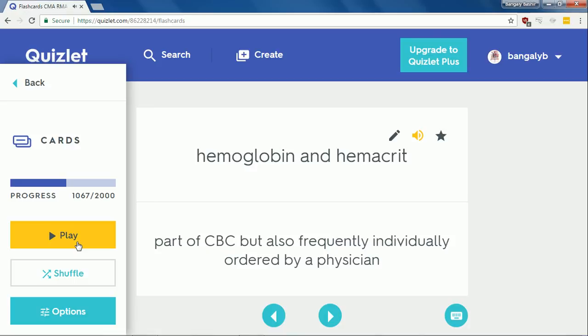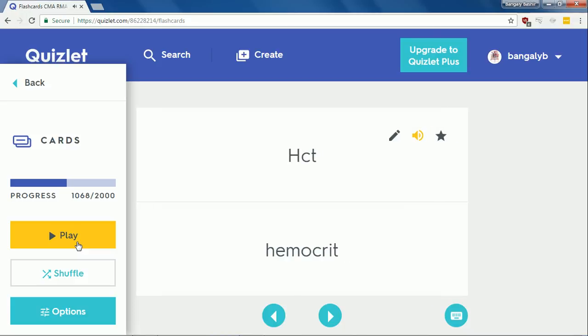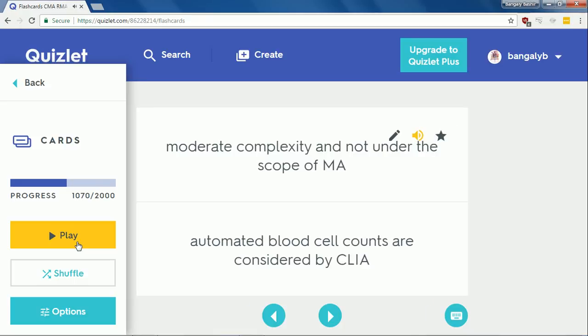Hemoglobin and hematocrit. Part of CBC but also frequently individually ordered by a physician. HCT, hematocrit. HGB, hemoglobin. Moderate complexity and not under the scope of MA. Automated blood cell counts are considered by CLIA.